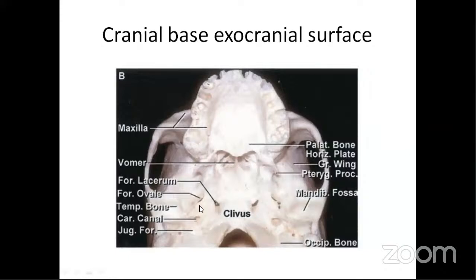So here we can see the foramen ovale, which we were talking about, through which the mandibular nerve comes out into the infratemporal fossa. This is the temporal bone here. So this is the infratemporal region, in which the mandibular nerve divides into its terminal branches. And foramen rotundum is not shown in this diagram.